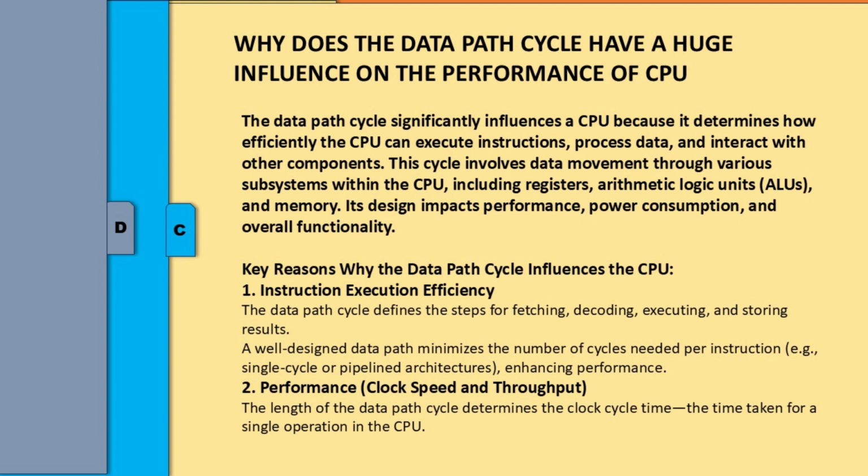1. Instruction execution efficiency. The data path cycle defines the steps for fetching, decoding, executing, and storing results. A well-designed data path minimizes the number of cycles needed per instruction. Example, single cycle or pipeline architectures, enhancing performance. 2. Performance, which is clock speed and throughput. The length of the data path determines the clock cycle, which is the time taken for a single operation in the CPU.